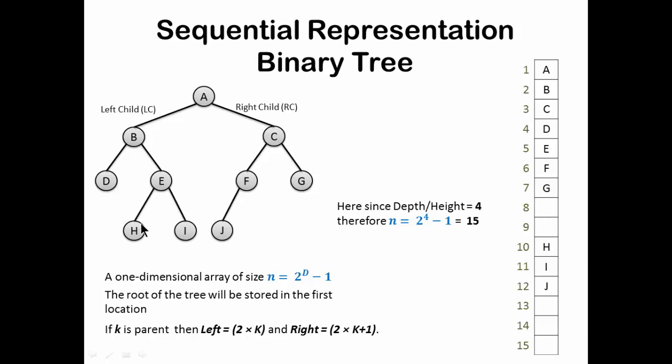H being the left child of E, and the address of E is 5, so H can take a place at index 10, and I can take a place at index 11. So in this way, I can use an array to represent the binary tree.